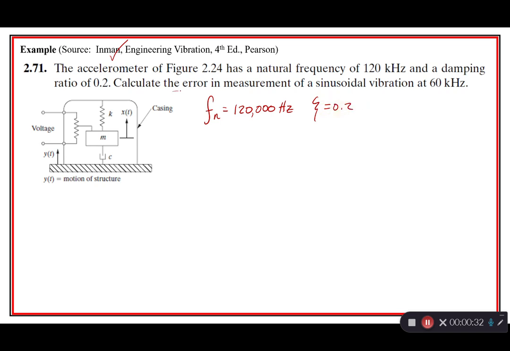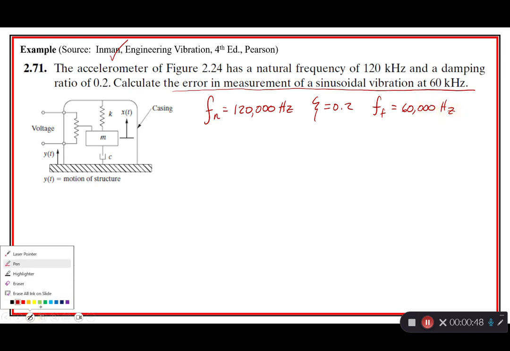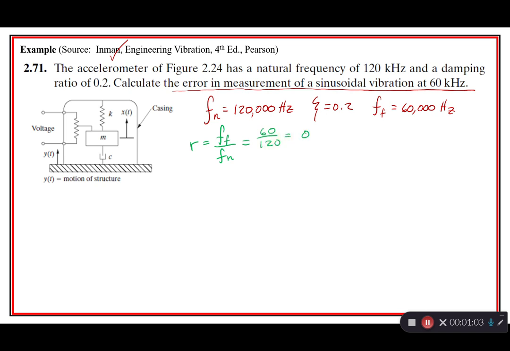We're going to find the error in the measurement of a sinusoidal input that has a forcing frequency of 60,000. I guess I could have just left them as kilohertz. Our next step is to quickly find r, which is FF over FN, so that's going to be 0.5. We could do that in our heads, or take 60 divided by 120, kept in kilohertz, 0.5.